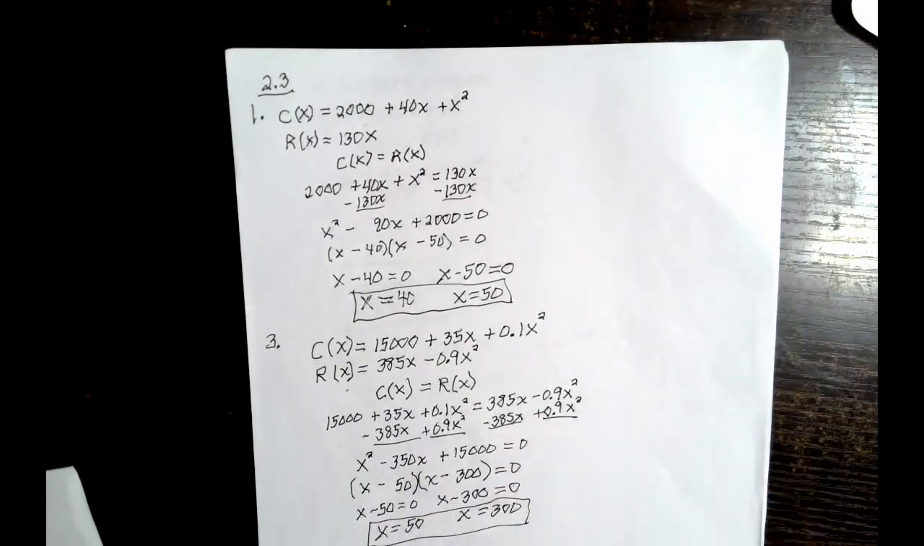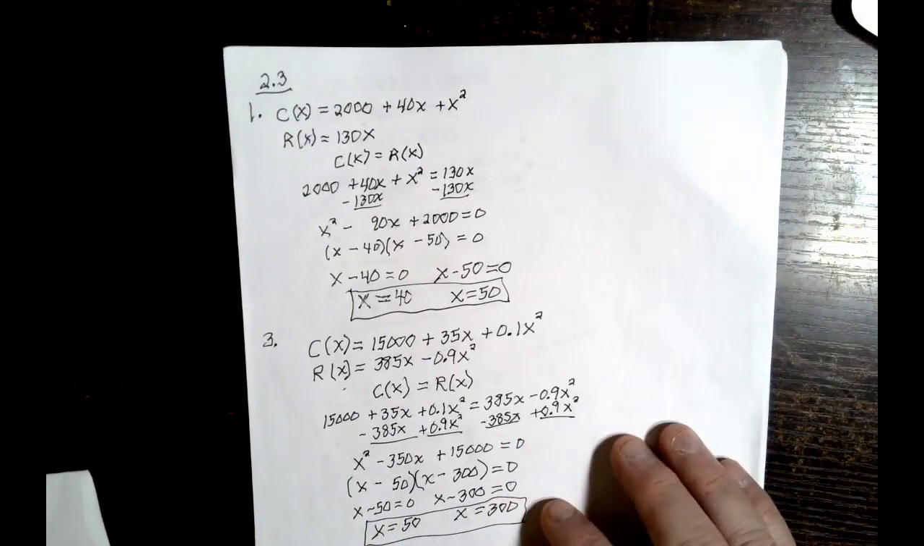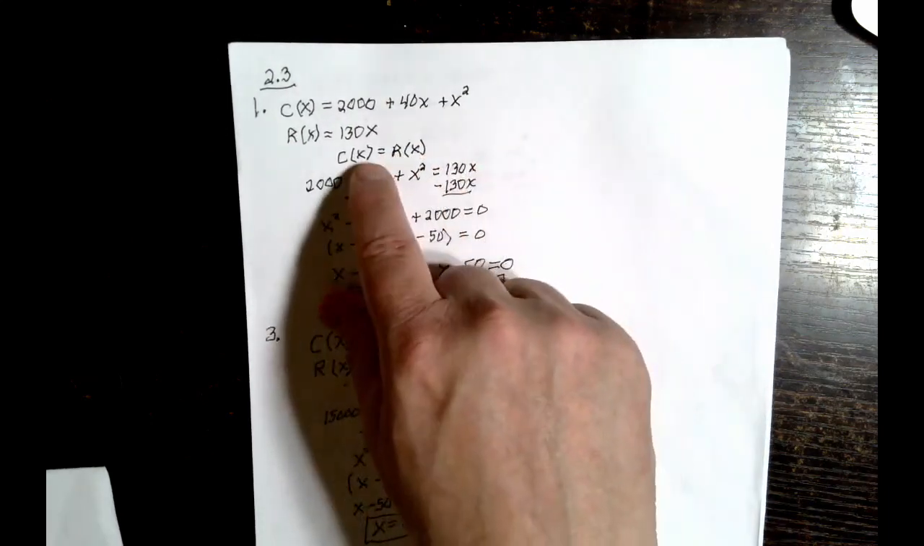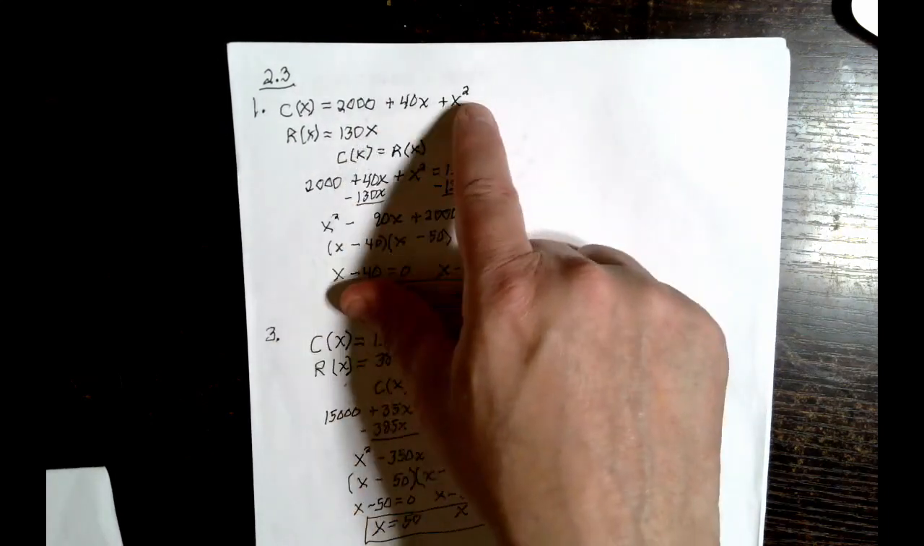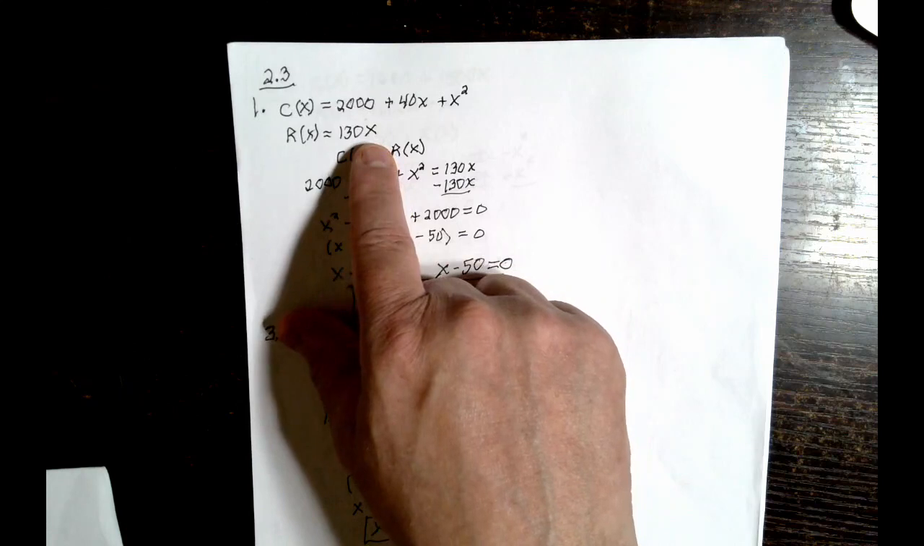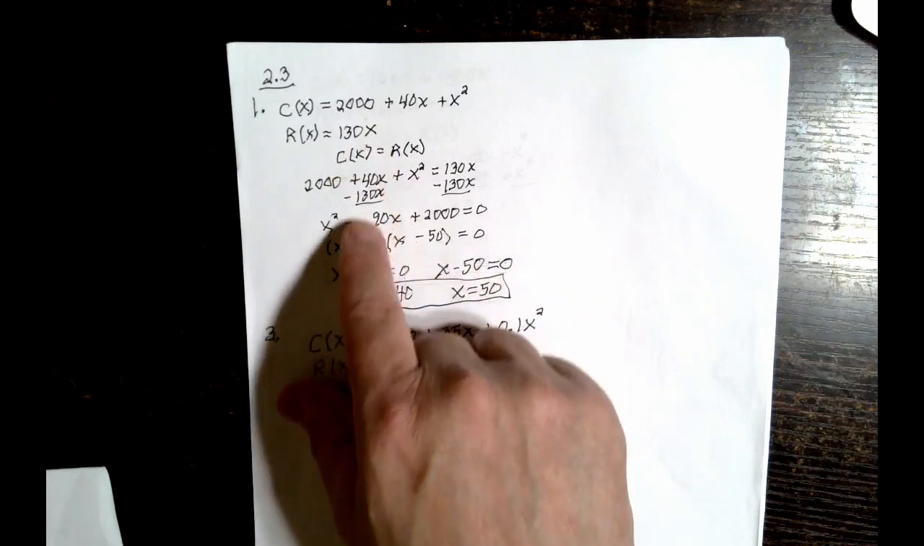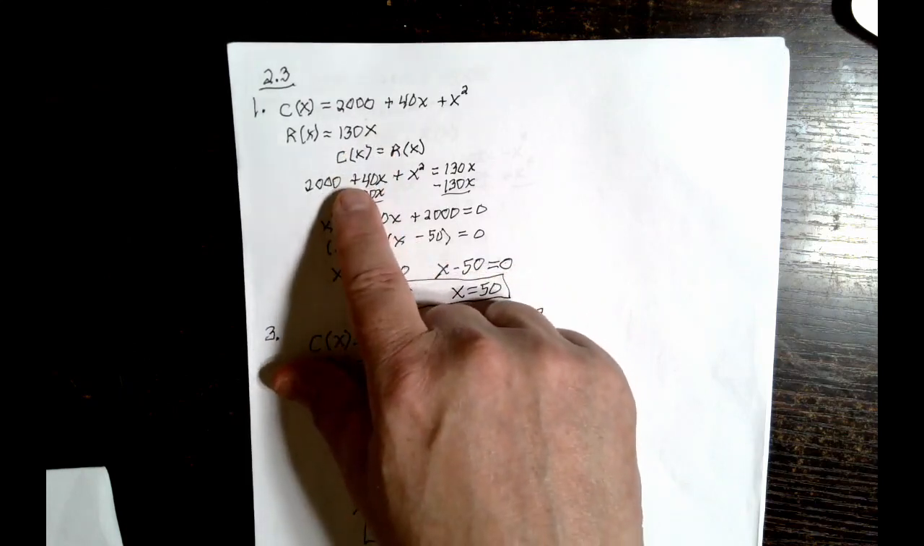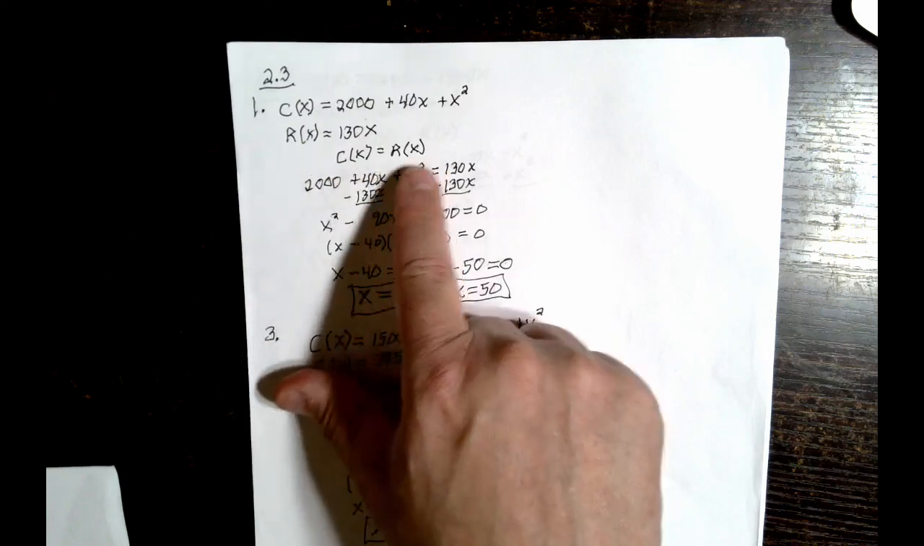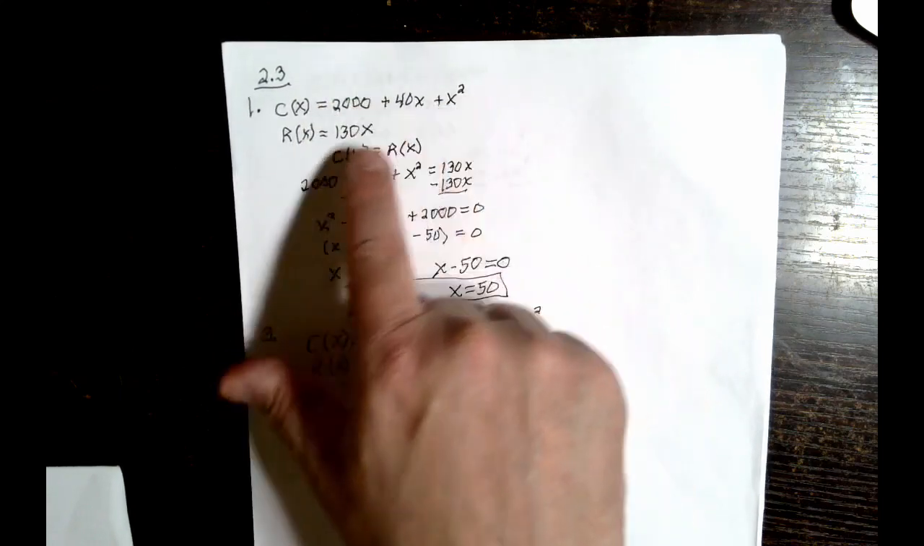Alright, let's look at section 2.3. Question 1, they give you the total cost, total revenue. Okay, these are quadratics or linear. And they ask you to find the break-even point. So you set cost equal to revenue. So this guy equals that guy.